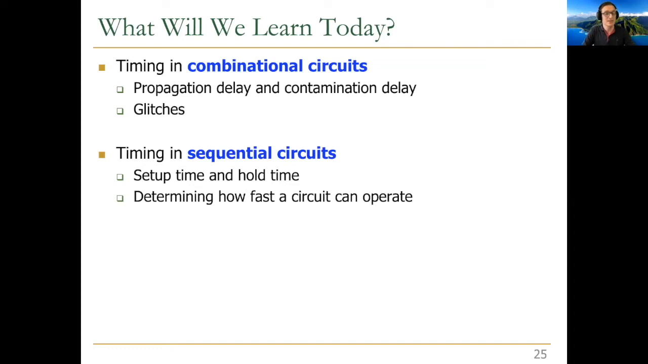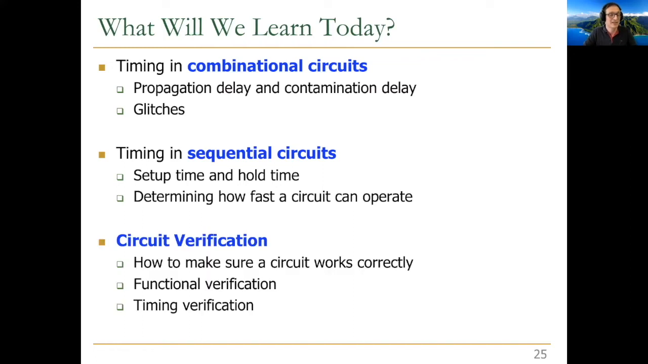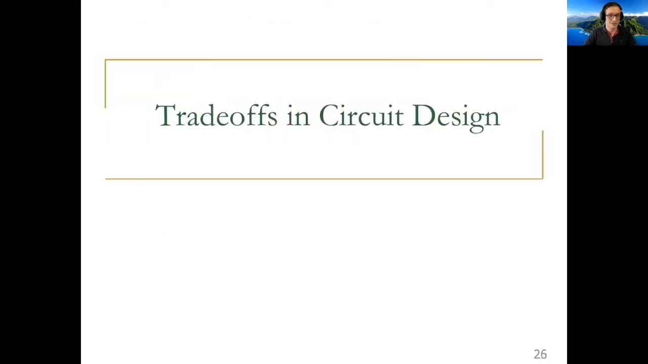Then we'll talk about timing in sequential circuits, define setup time and hold time, and determine how fast a circuit can operate in sequential circuits. We'll talk about the sequencing overhead, for example, due to flip-flops and latching. And then we will switch to circuit verification, talk about different ways of making sure a circuit works correctly. And we'll talk about two different types of verification, functional and timing. And as I said, these are critically important because in the end, you need to make sure your circuit works. And so far, we've assumed that timing doesn't play into our decisions, but timing is essential. Everything has a delay, and we need to take that into account.